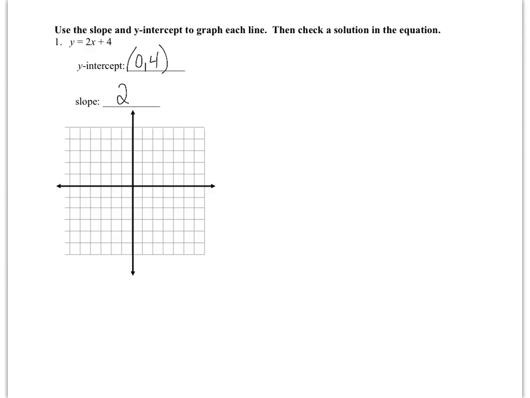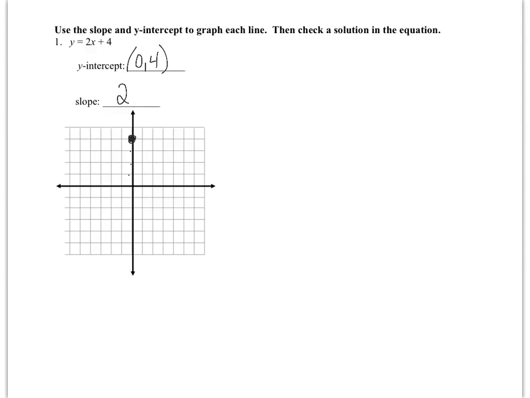So now I can graph any line if I know the slope and one point on the line, which I do. So what I'm going to do is start at the ordered pair (0, 4), which means I start at the origin and go up 1, 2, 3, 4, and I'm going to put a dot there. Now, my slope is 2.